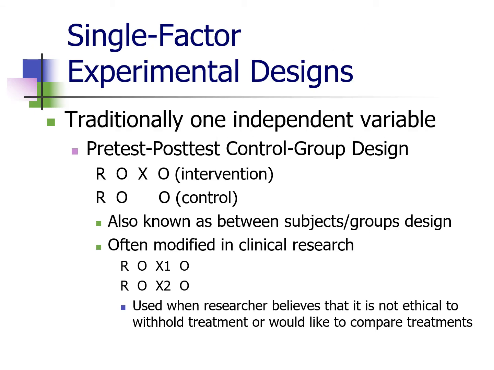In this presentation, we'll discuss several different experimental group designs. And the first one we'll discuss is a single factor experimental design that's characterized by one independent variable with typically two levels being evaluated in the study. The most common type of design here is what we see as a pretest-posttest control group design.